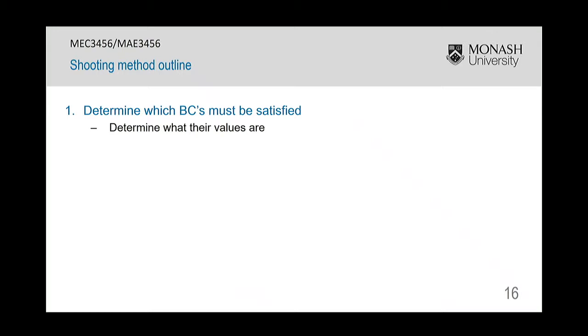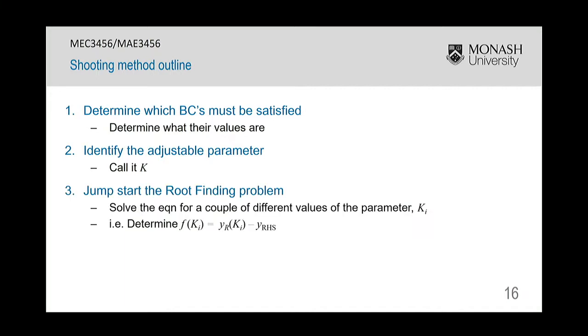So, let's have a recap of the shooting method outline. First of all, we need to determine which boundary conditions have to be satisfied and determine what values they have. Next, we need to identify what the adjustable parameter is, and we'll just call it k for simplicity here, but it might be a function value or a derivative value. We need to jump-start the root finding problem, so let's say solve the equation for a couple of different values of the parameter ki. That then allows you to determine a few different values of f of ki.